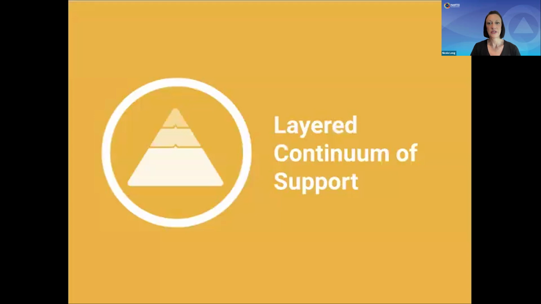The next element addressed in the CIP template is layered continuum of support. This is where we document the content area standards, curriculum, instructional materials, assessments, and evidence-based instructional methods that work together to support all students in a whole child approach.